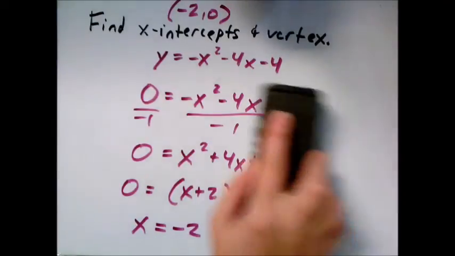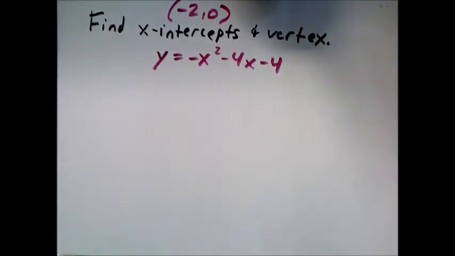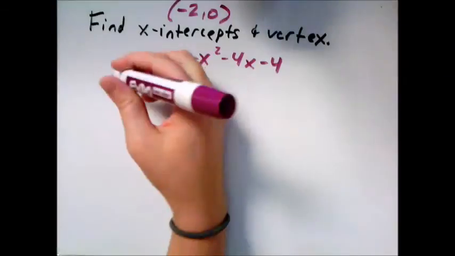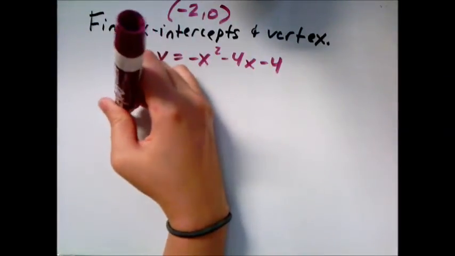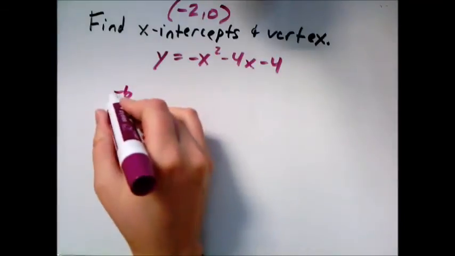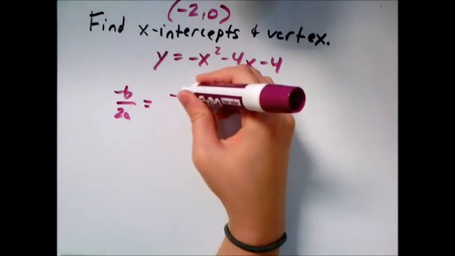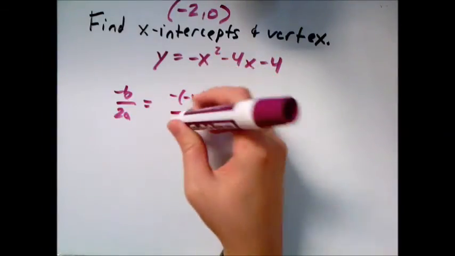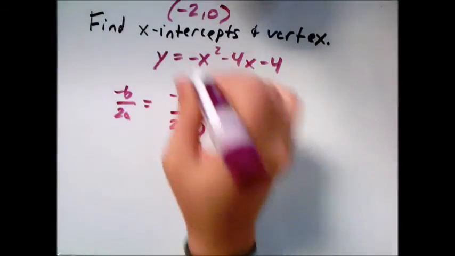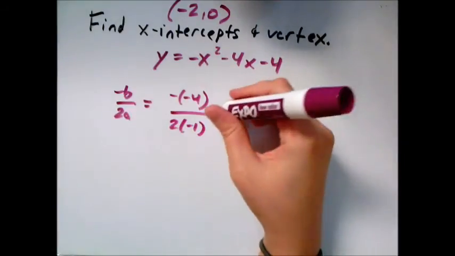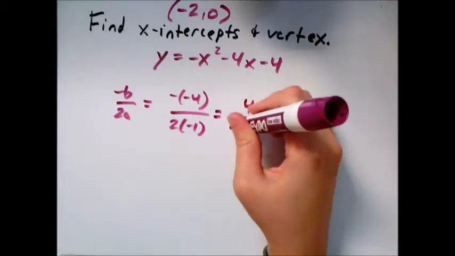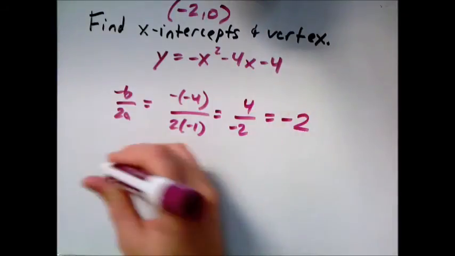All right, so now we want to find the vertex. And so the vertex always happens at -b over 2a. And so I'll just plug that in. Here I have -(-4), right? -b, and b is -4. And then 2 times a, where a is -1, the number that's in front of x squared. So this looks like 4 divided by -2, so -2.